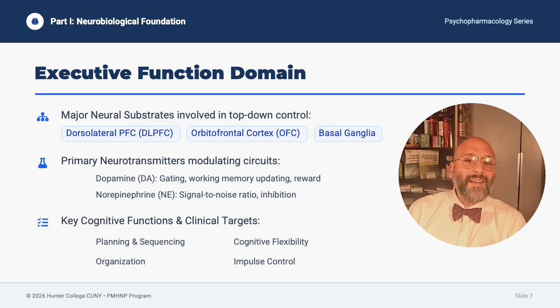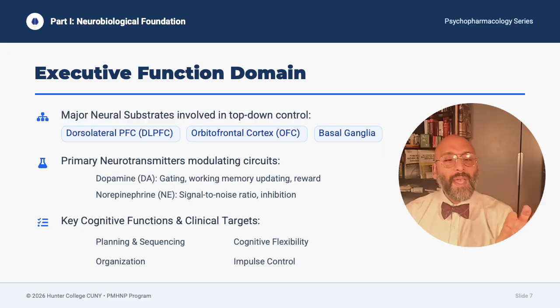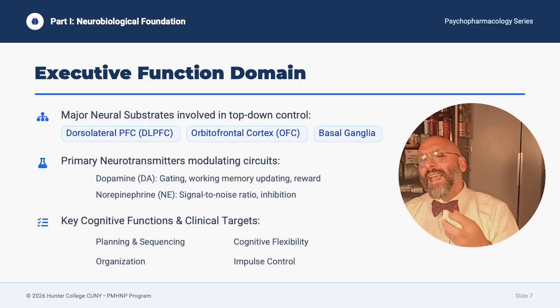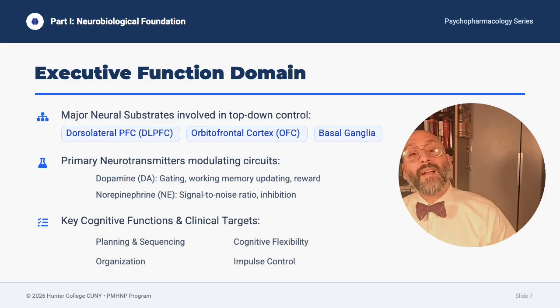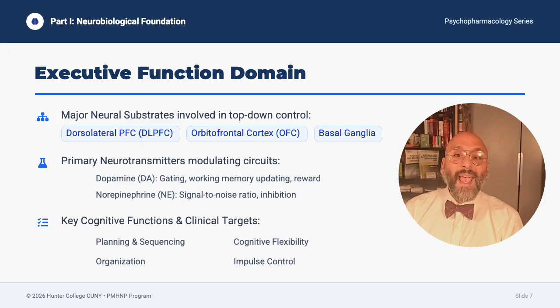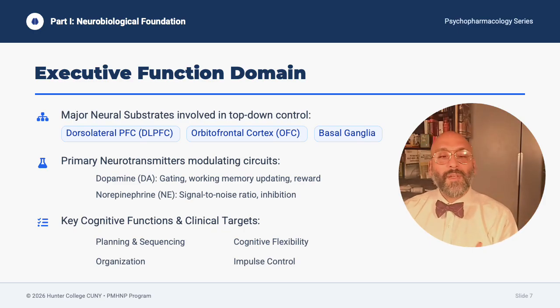So, key cognitive functions and clinical targets. Around planning and sequencing, the question is, can the patient map steps from intention to action? With respect to organization, you're asking, can they manage time, tasks, and priorities? With respect to cognitive flexibility, can they shift strategies when something isn't working? And with respect to impulse control, can they pause before acting?